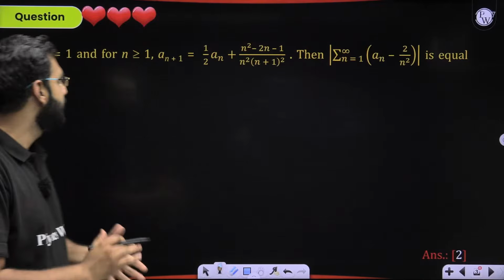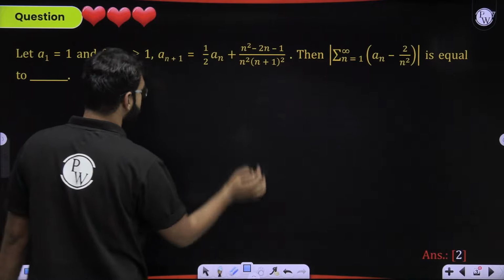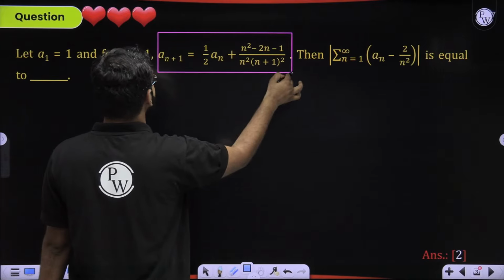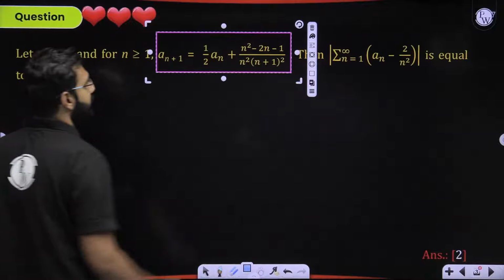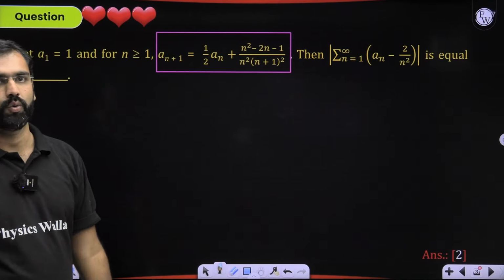First of all, let's learn the tricky part here. Let me readjust this section. Which section, students? This part. a n plus 1, which is given as half of a n plus n square minus 2n minus 1 whole divided by n square plus n plus 1 whole square.